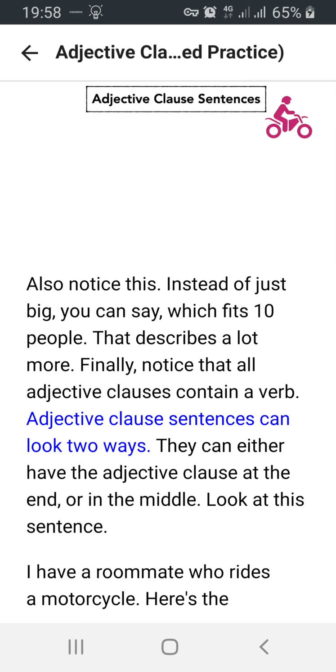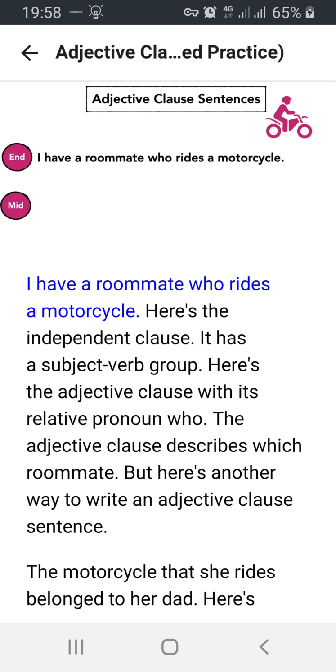Adjective clause sentences can look two ways. They can either have the adjective clause at the end or in the middle. Look at this sentence. I have a roommate who rides a motorcycle. Here's the independent clause. It has a subject-verb group. And here's the adjective clause with its relative pronoun who. The adjective clause describes which roommate.